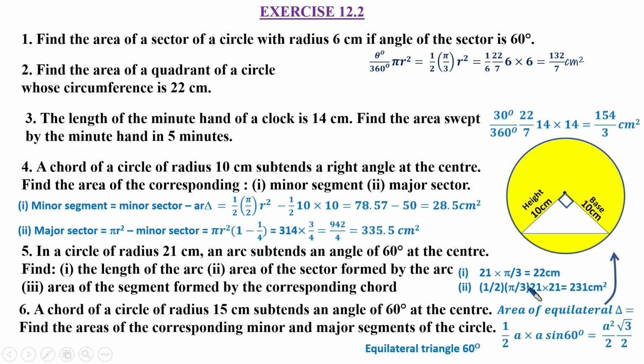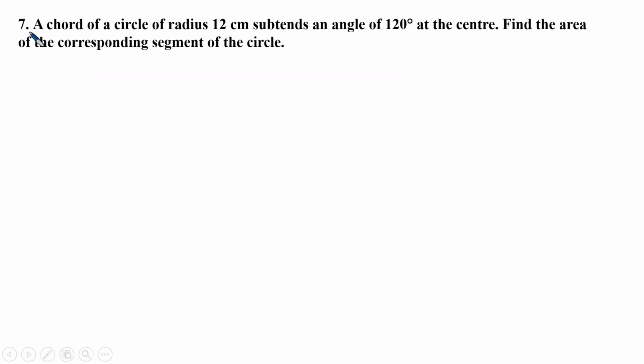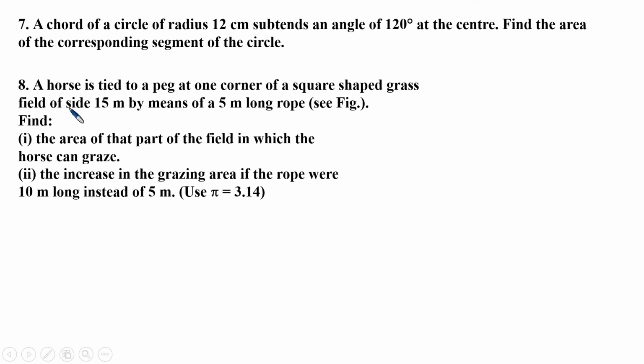So you can find. I am not doing the whole thing because I don't want to do spoon feeding. You should be able to do it yourself so that you will not forget. Now next, exercise 7. A chord of a circle of radius 12 centimeter subtends an angle of 120 at the center. Find the area of the corresponding segment of the circle. This is very similar to the earlier one, so I will not do it.